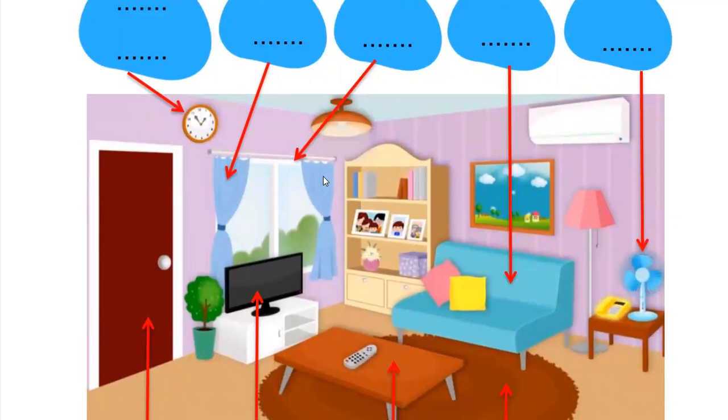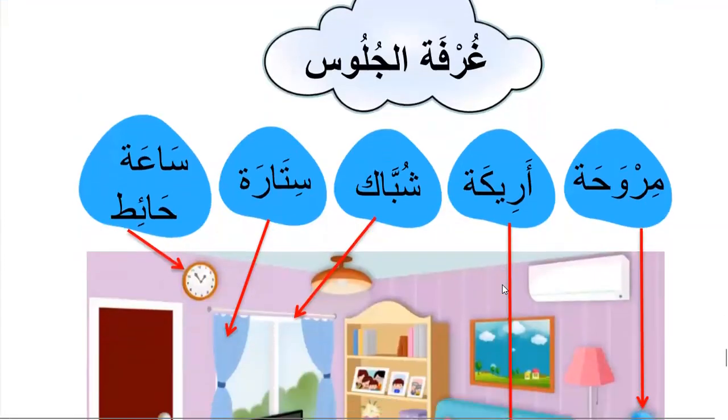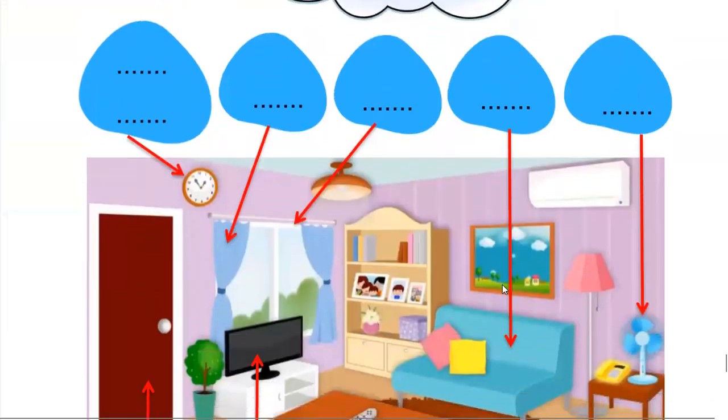A fan. Mirwaha. Sofa. Mirwaha, fan, okay. Sofa. Arika. Look at here. Arika. Sofa. Okay. Sofa. Arika.